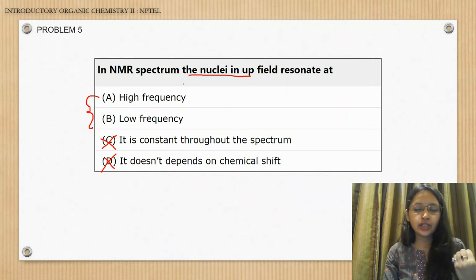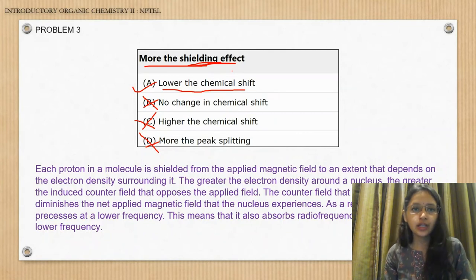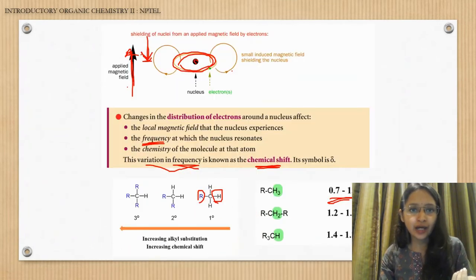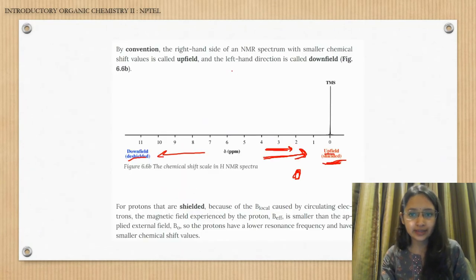Here we are telling that if the shielding effect is high, then what will happen? If the shielding effect is high, then the nuclei is going towards a lower shift value because it is resonating at a lower resonance frequency. So now they are asking, if a nuclei is resonating at an upfield, I have told you that this is the upfield region, which is the shielded region. So if nuclei is resonating in this region, then it is surely having a low chemical shift, and so it is surely resonating at a low resonance frequency.